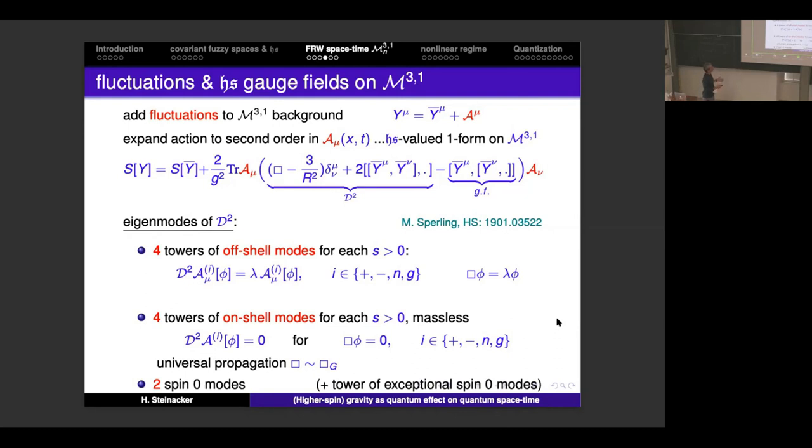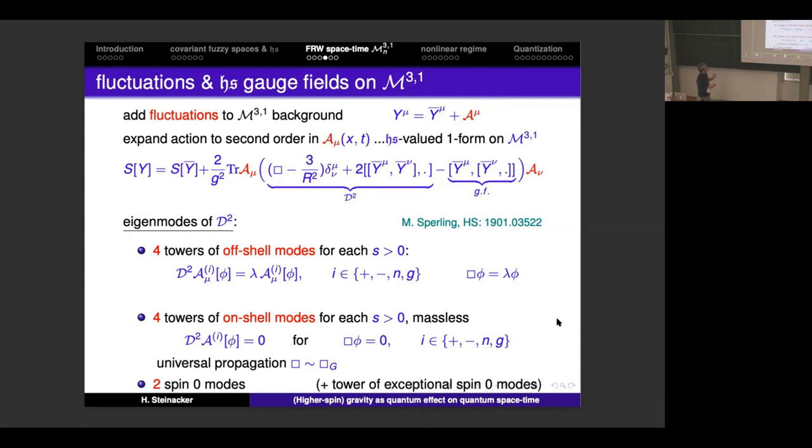Anyway, you can diagonalize this thing and you can work out the full fluctuation spectrum. We did this a couple of years ago. I don't want to get too much into detail because it can be done in a very clean way with small exception, so don't spend too much attention here. You get a bunch of towers of higher spin fields. These are tangential fluctuations. That's why it is a bit more complicated than what I told you before. So you have this extra index.